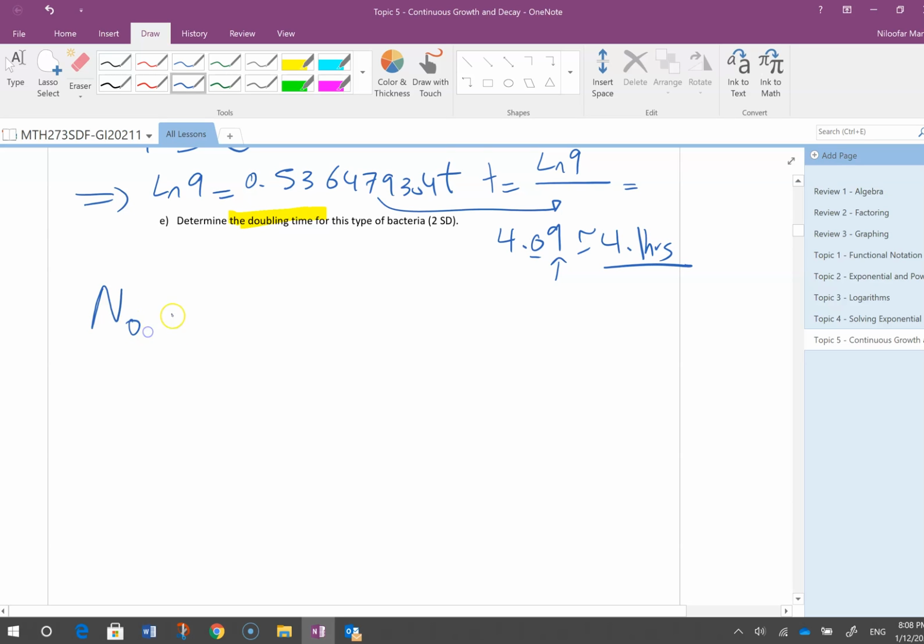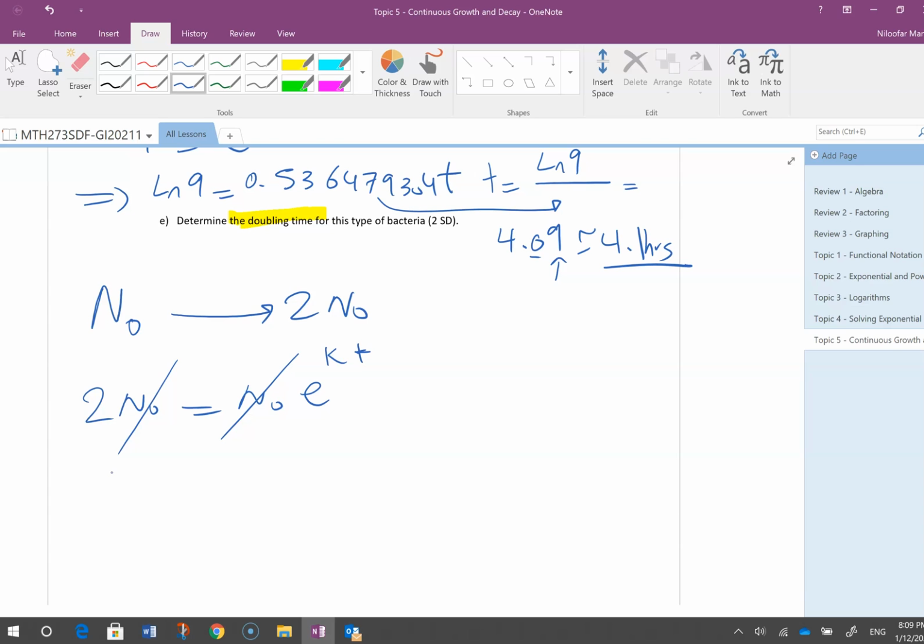Okay, how much time do I need to go from n0 to 2n0? So I don't really need to know n0, do I? I'm not sure, so let's check it. 2n0 equals n0 e power kt. Oh, n0 and n0 cancel each other. Good. So I don't need to know n0 if I want to find doubling time.